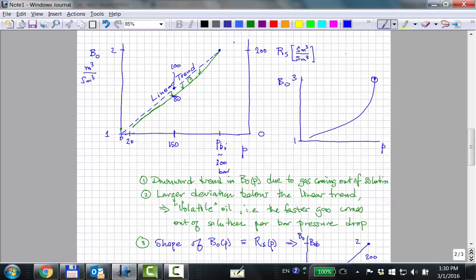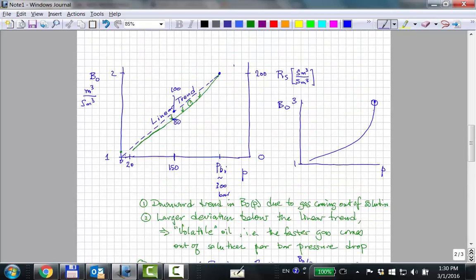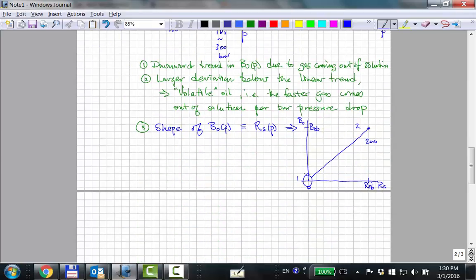If you just tell me the one number here, that the RS there is 700 cubic meters per cubic meter, I can draw the line. It's going to go from basically 1, 0 to whatever that point is up there. So the RS and the BO are going to look exactly alike in shape. They're always going to end up down here around 0 and 1 approximately, and they're always going to start up here, whatever they start at.